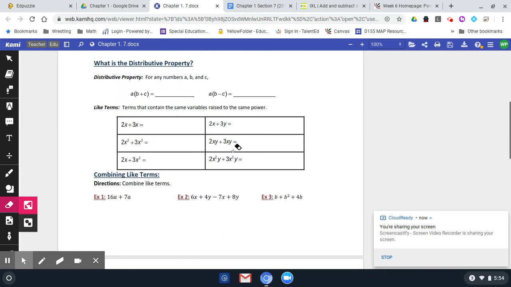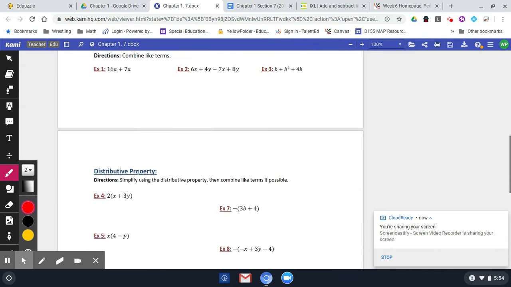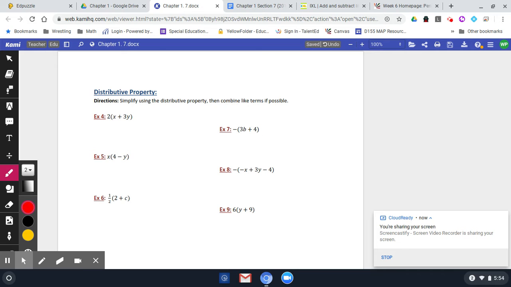All right, guys, so we would have done this part in class together today. You've already learned a little bit about what the distributive property is right here, but now you're going to try some of them on your own. I'm going to do the first few for you.